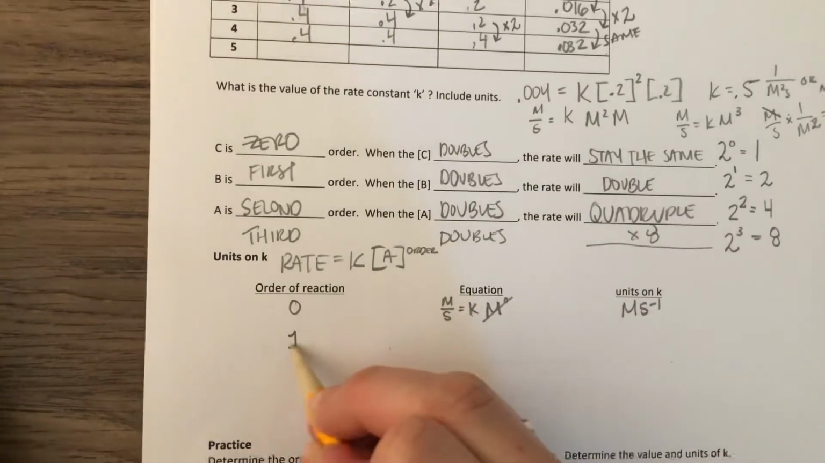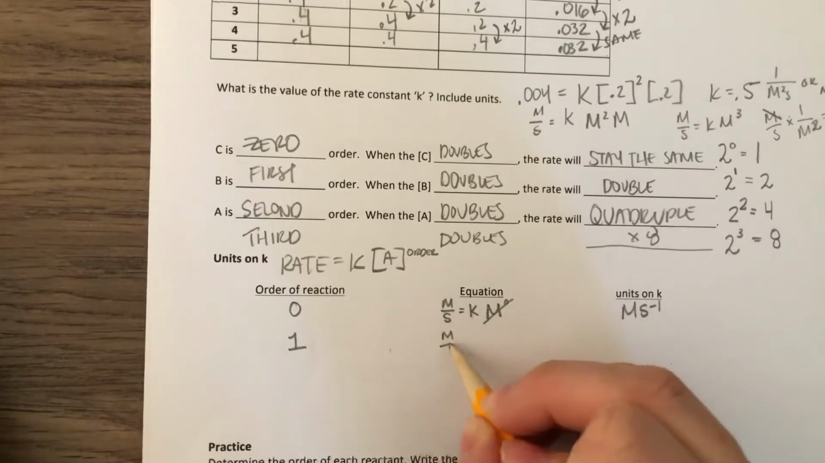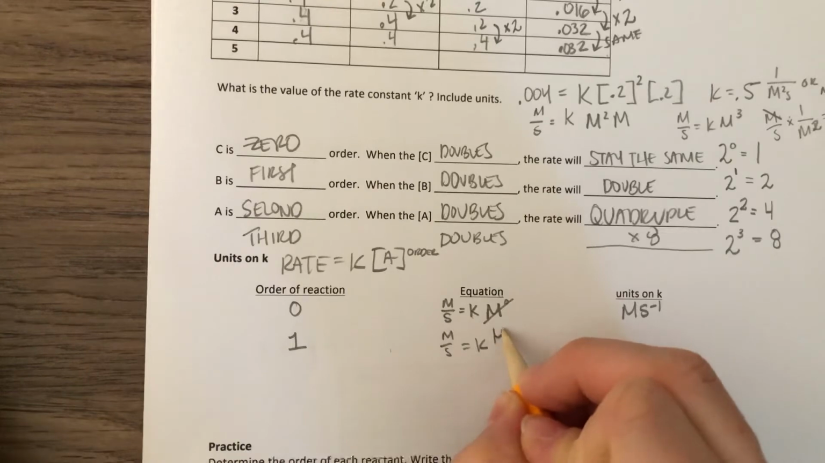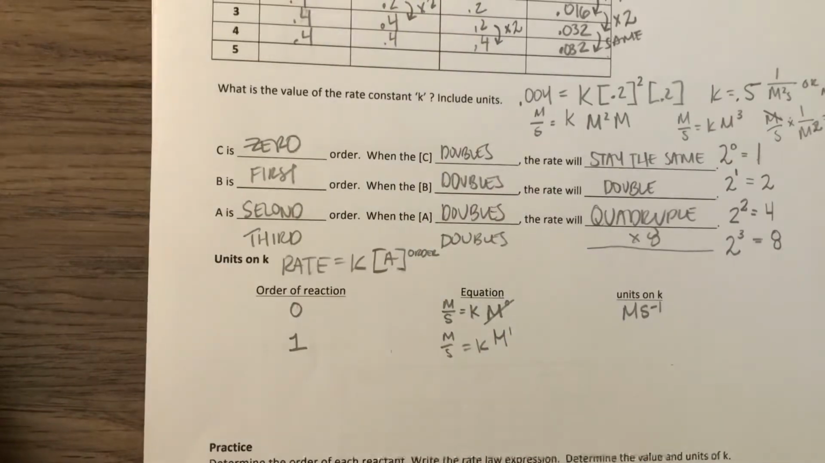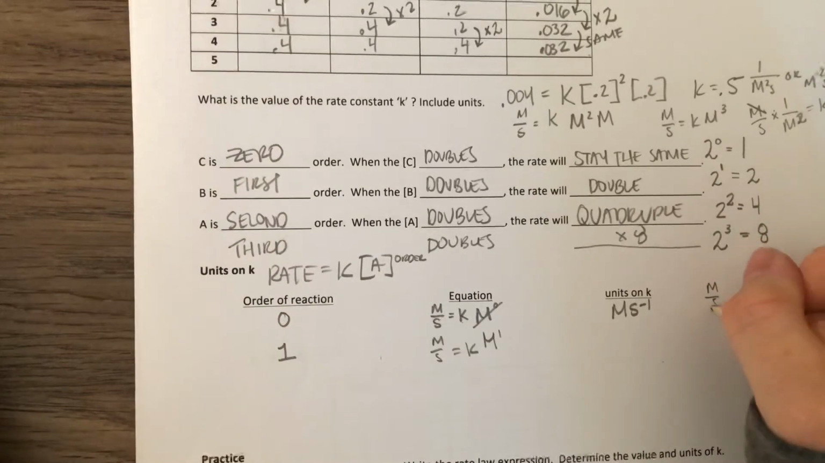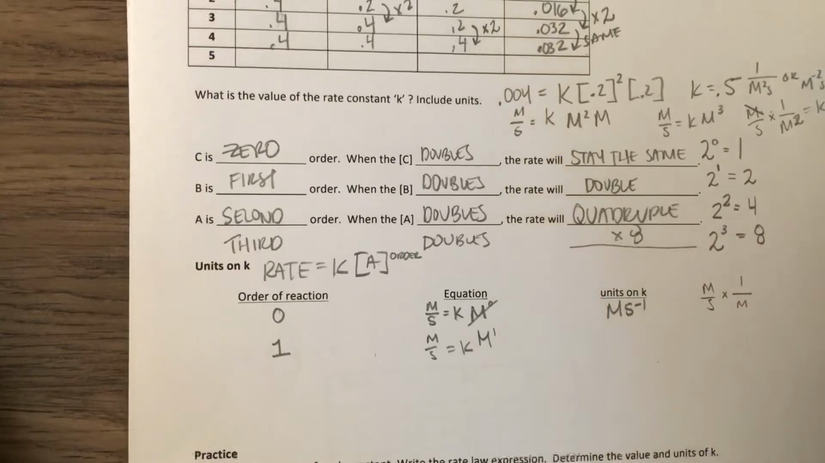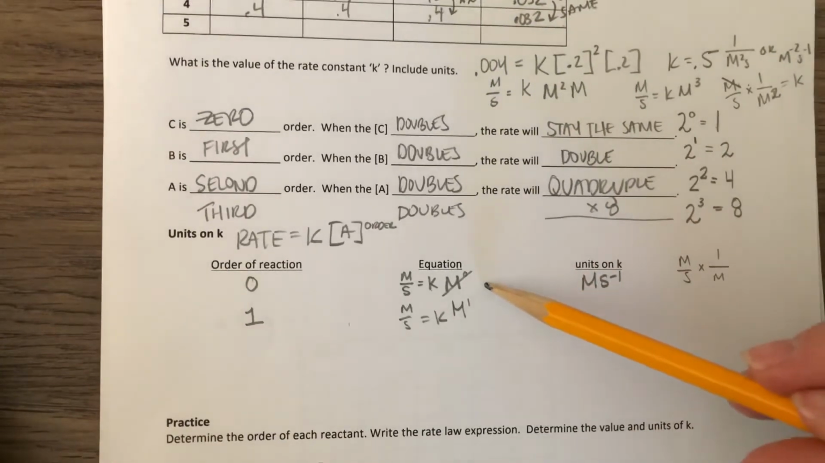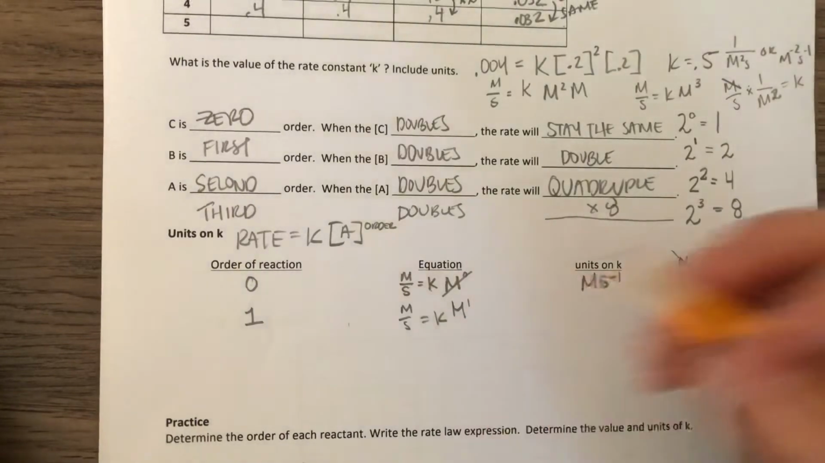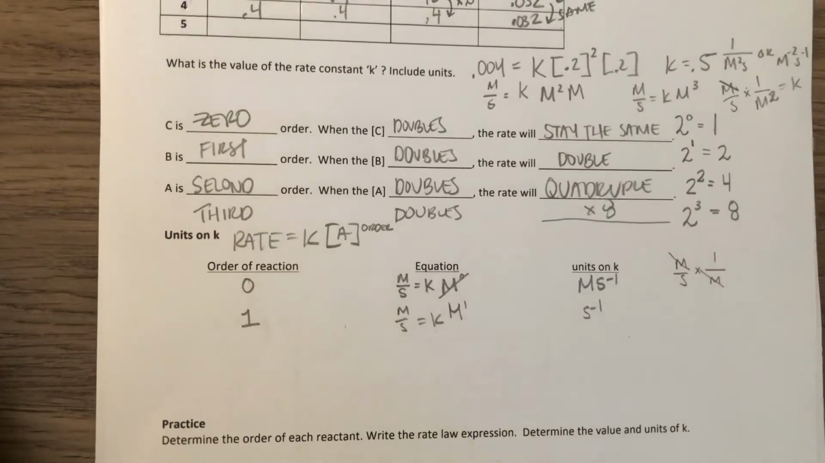If something is first order, molarity over seconds is equal to K times molarity raised to the first. If I were to solve for K, I would have to take molarity over seconds times 1 over molarity, dividing both sides by molarity. So molarity divided by molarity cancels. My units on K is just 1 over seconds, or in other words, seconds to the negative 1.